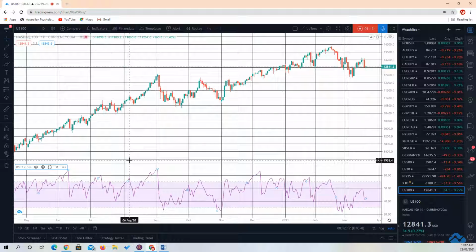RSI or Relative Strength Index fluctuates between 0 and 100. Normally, it's a momentum oscillator. I have other videos about momentum indicators like money flow index or momentum indicator as well. You can go and have a look at those so you can familiarize yourself with the momentum indicator side.